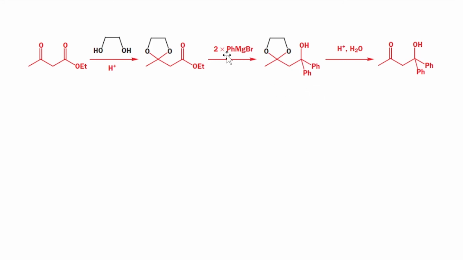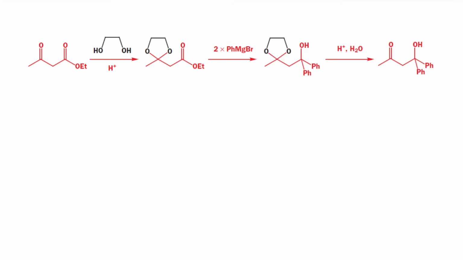When you add a Grignard reagent, and in this case we would like to add two equivalents, the Grignard reagent actually ends up reacting with the ester, because this group is now no more a ketone. So it ends up giving you this product, which is a tertiary alcohol. And then subsequently, if you do H plus and H2O, that is hydrolysis, this ethylene glycol group gets hydrolyzed and gives you back the ketone.